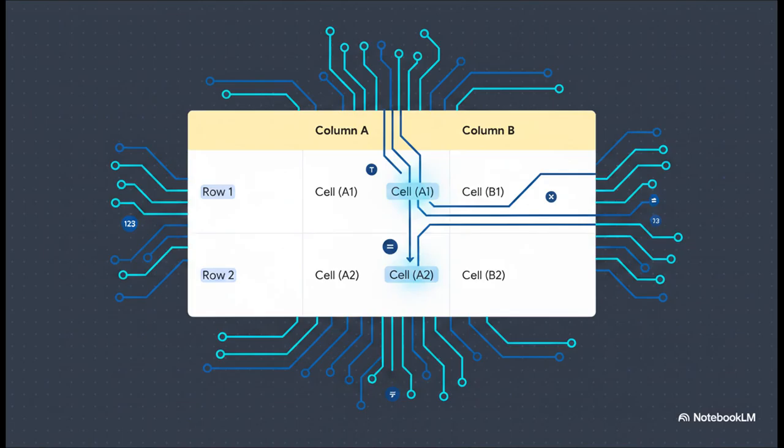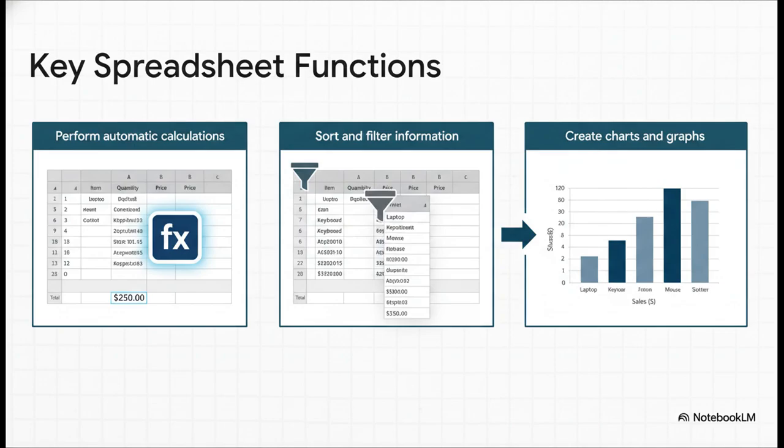This right here is the DNA of every single spreadsheet on the planet, a grid. You've got columns going down, rows going across, and the spot where they meet is called a cell. Every single piece of information, whether it's a word, a number, or a powerful formula, it lives inside one of these cells. And this is where the magic really starts.